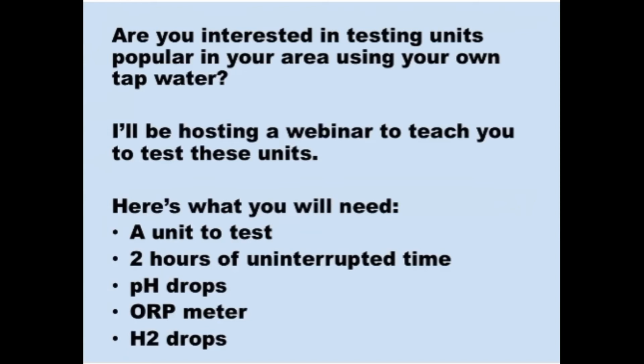And so I'm putting together a webinar to teach you how to test units, and we'll do that within the next few weeks. So here's what you'll need so you have time to get prepared. You're going to need another unit to test. Whatever unit is popular in your area, see if you can borrow one from someone to test it. And you'll need about 2 hours of uninterrupted time. And you're going to need some pH drops, which you probably already have. You're going to need an ORP meter. And it's great if you can get some H2 drops. They're pretty easy to come by these days.